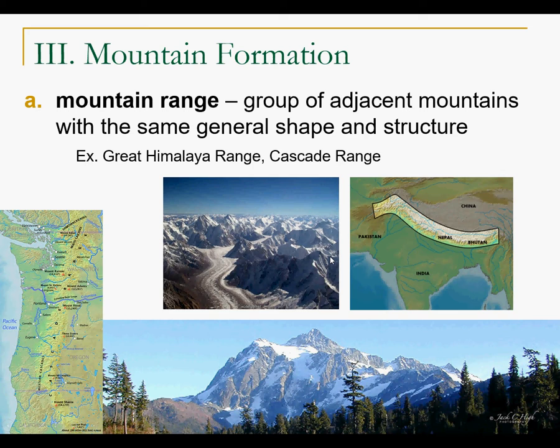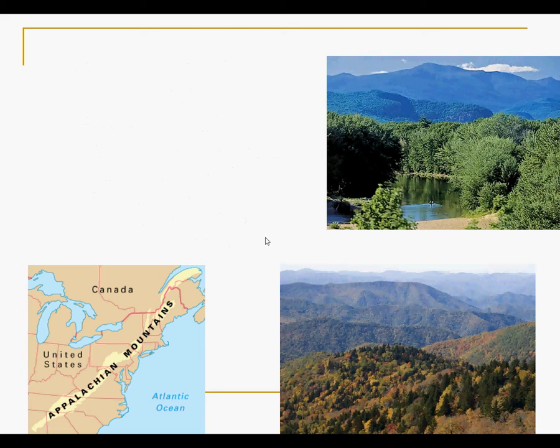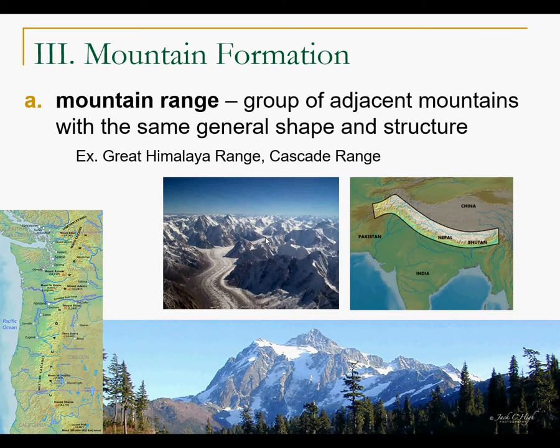But when we look at mountains that have the same area or general shape and structure, we call it a mountain range. And that's not really a hard stretch. We can talk about things like the Himalayas or the Cascades, mountain chains or a mountain range that are in a particular area.